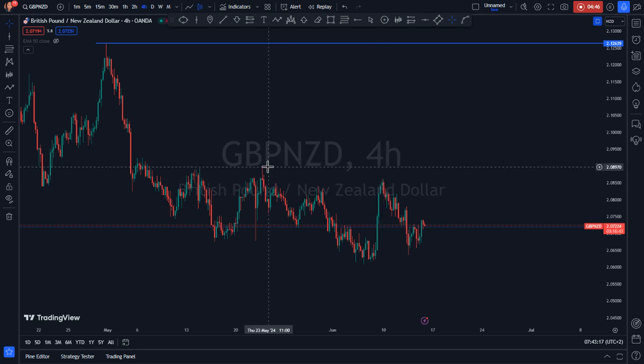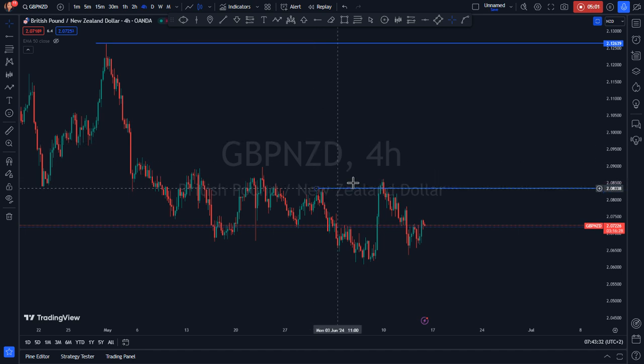If you can have a look, from this point right here the market created this structure towards the downside, and then it decided to close above this previous high. See, it just decided to close above this high right here, and then it created this change of character, to say there is a high possibility that we might be going all the way up again.